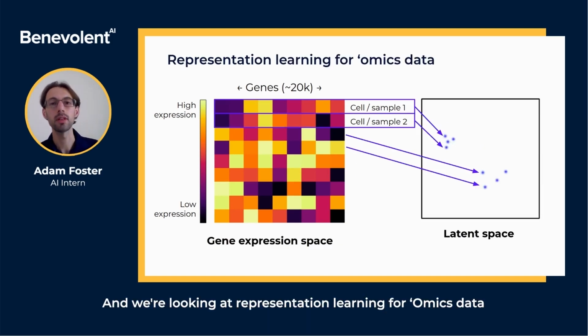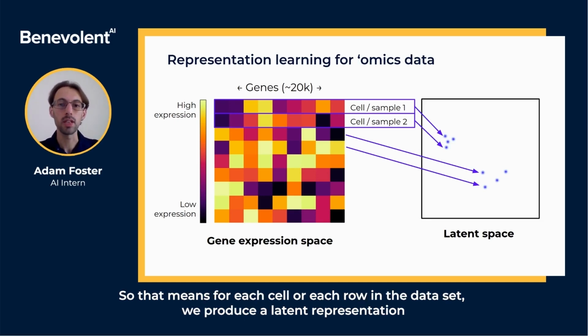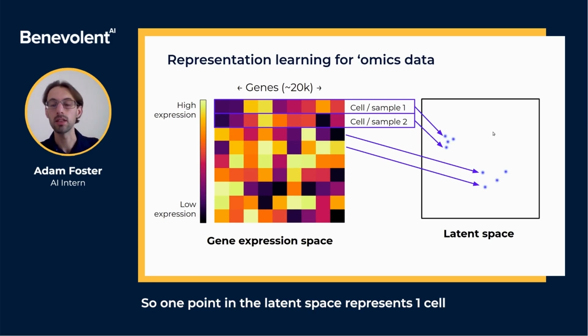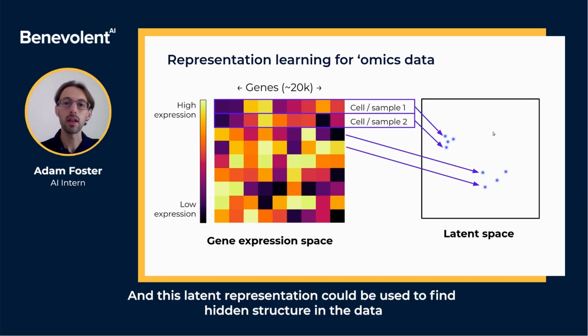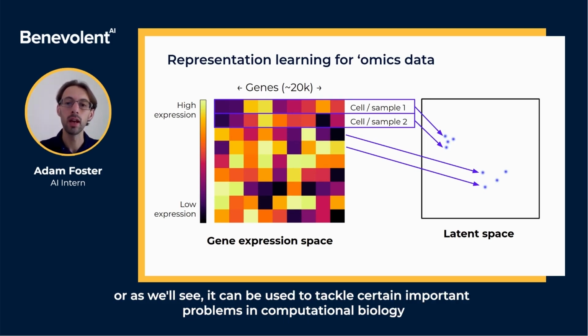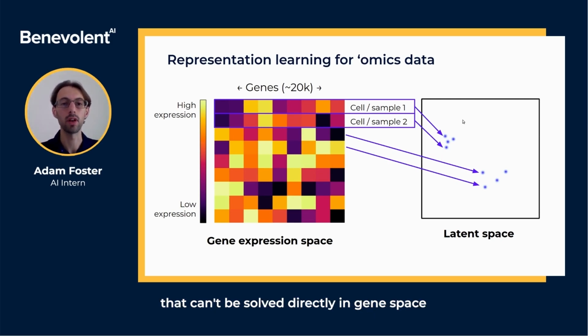And we're looking at representation learning for omics data. So that means for each cell or each row in the data set, we produce a latent representation. So one point in the latent space represents one cell. And this latent representation could be used to find hidden structure in the data, or as we'll see, it can be used to tackle certain important problems in computational biology that can't be solved directly in gene space.